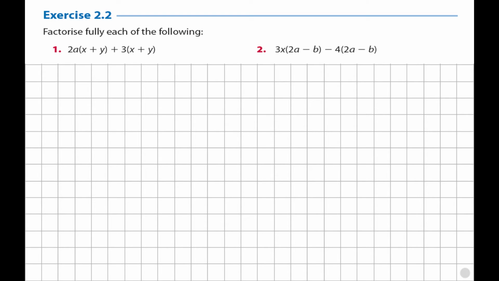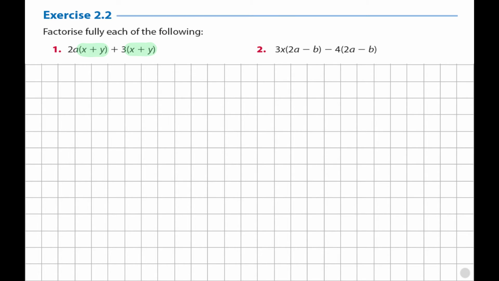What they want us to do here, question 1, is they want us to factorize. Okay, so we can see here that we've got x plus y and we've got x plus y. So they're making this easy for us. They've done the hard work. We're going to do the rest.